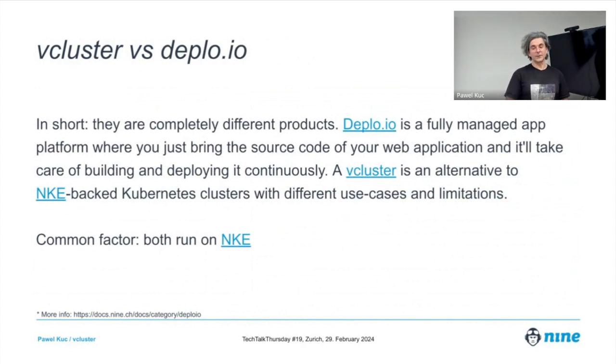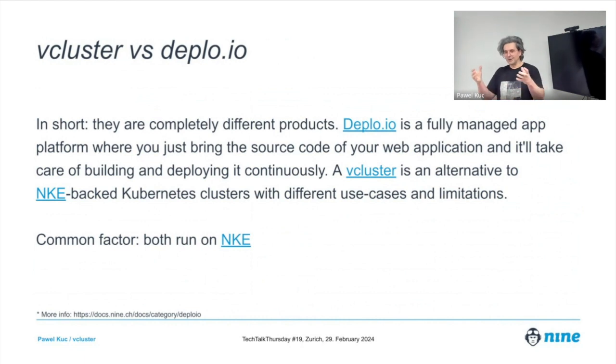And also we have our product, deployer, and sometimes people ask us, is it the same as vCluster, or what is it? So just in short, those are completely different products. Deployer is like a managed platform where you bring your source code and we deploy that on Kubernetes. And vCluster is like a lightweight version of a Kubernetes cluster.